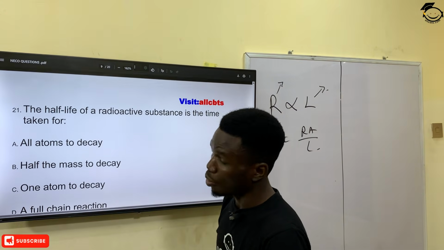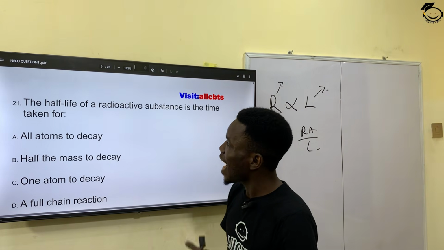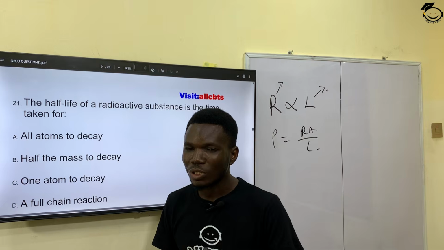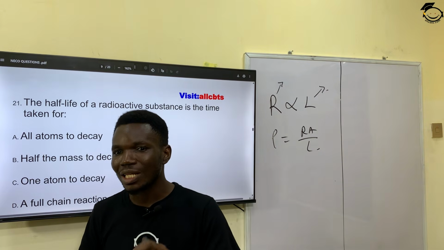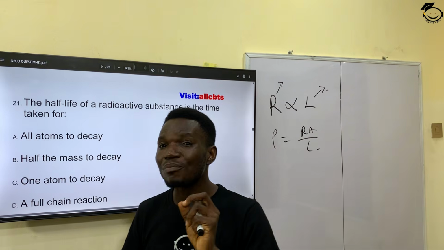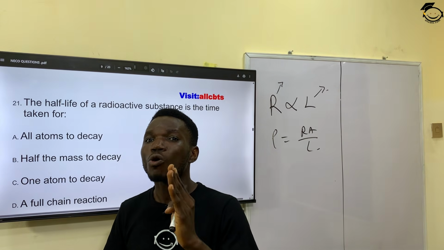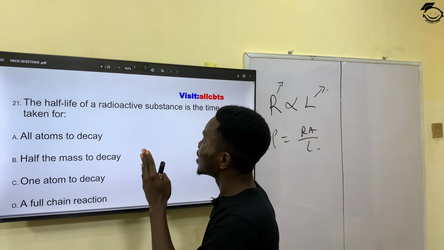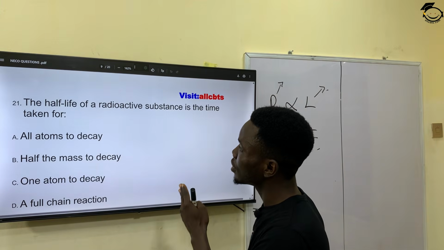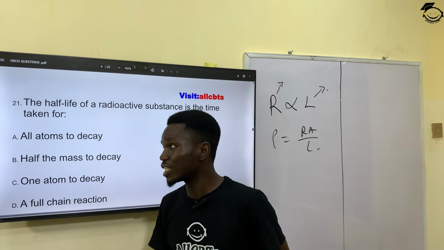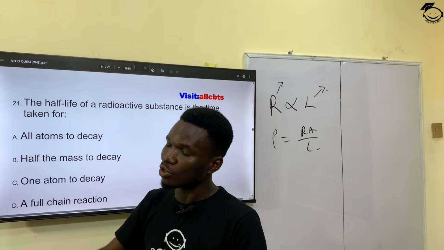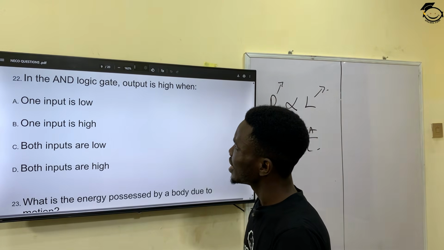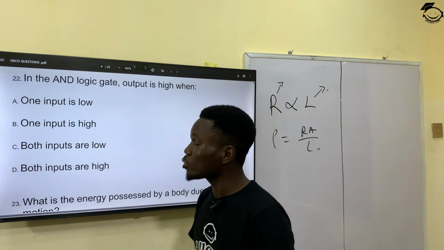So that takes us to question number 21, which says the half-life of a radioactive substance is the time taken for dash. Please note that the half-life of a radioactive substance is the time it takes the radioactive material to decay up to half of its total mass. So the half-life is the time taken for half the mass to decay, which is option B.